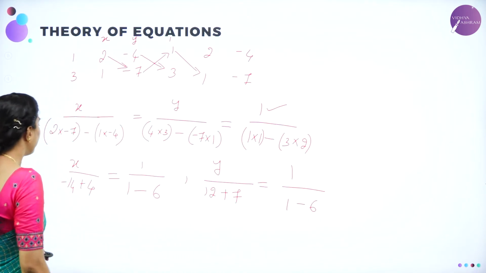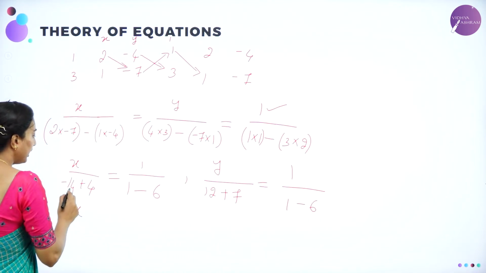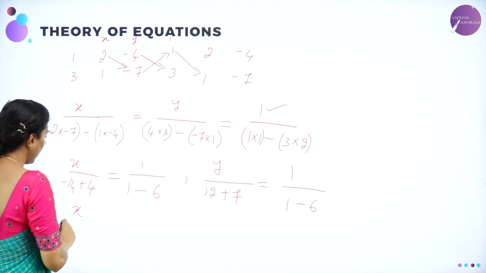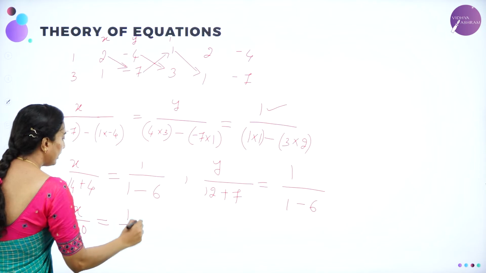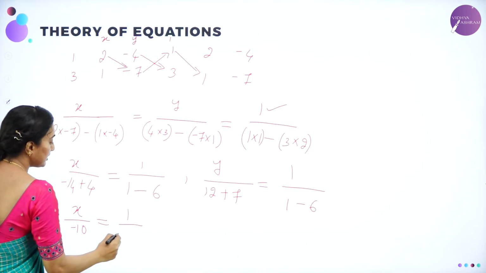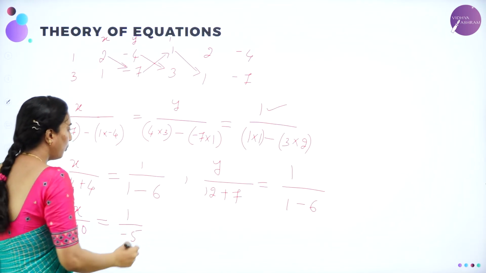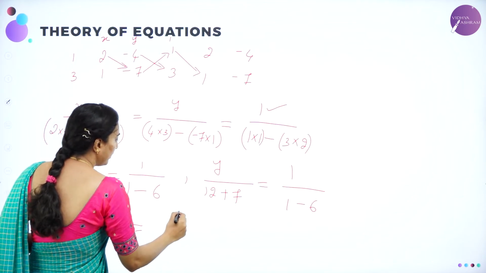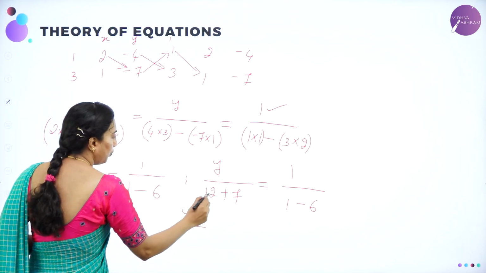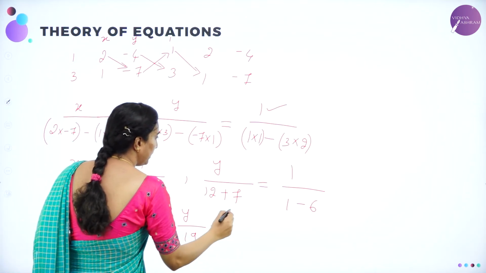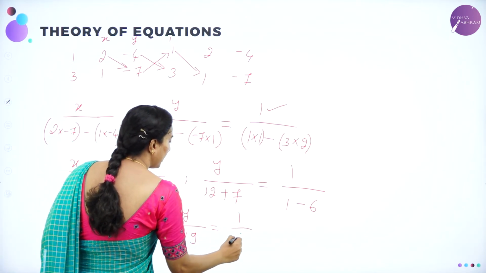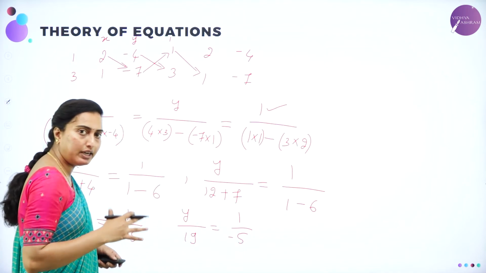Therefore, x divided by minus 14 plus 4 is minus 10, equal to 1 divided by 1 minus 6, which is minus 5. Again here, y divided by 12 plus 7 is 19, which implies 1 divided by minus 5. Now cross multiplied here. That's it.